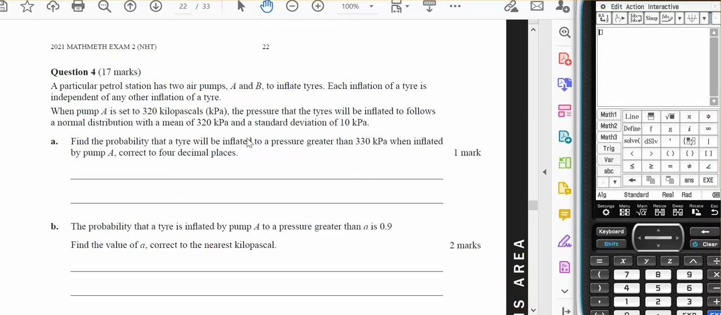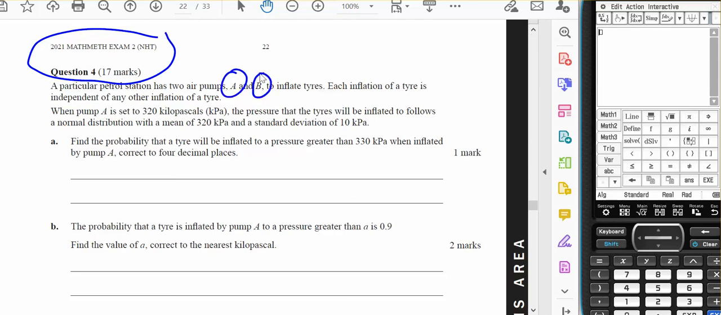Okay, so this is question number 4, the probability questions from the Northern Hemisphere exam. Beacon Petrol Station has 2 pumps, A and B, to inflate tyres. Each tyre is independent of each other. When pump A is set, the pressure that all tyres are inflated to will be a normal distribution of mean 320 and standard deviation of 10. What is the probability that a tyre inflated will be greater than 330 when pump A is used?